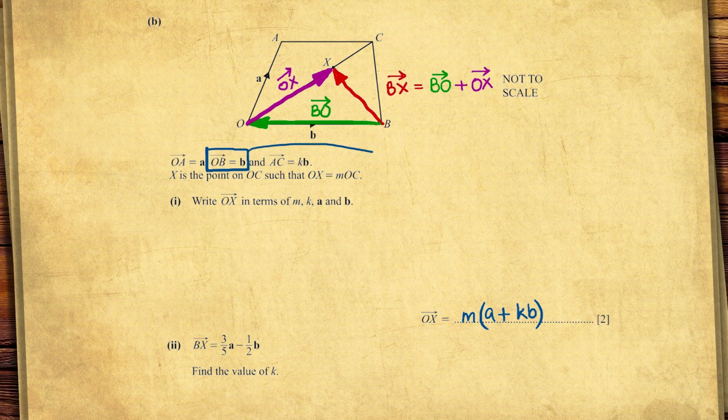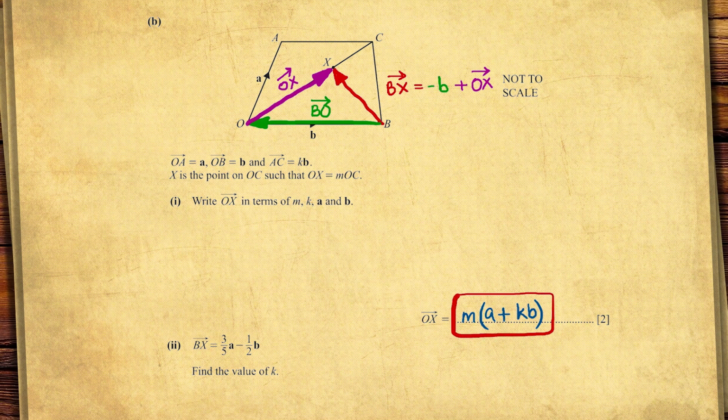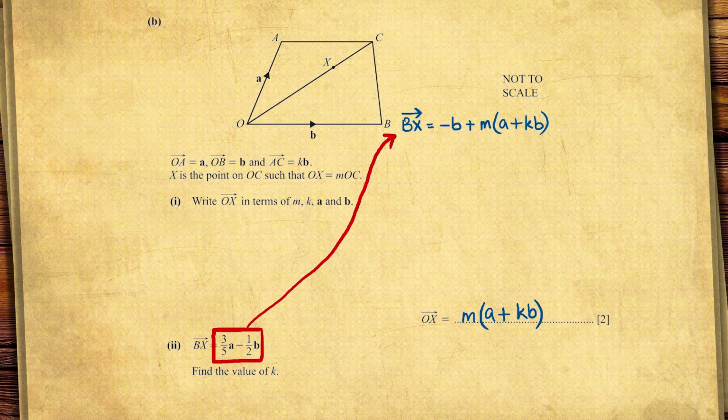Now we are given in the question that the vector OB is equal to B. And that means the vector BO will be equal to minus B. If the direction of the vector is reversed, the sign changes. So in place of BO, we can write minus B. And we already have the expression of the vector OX from the first part. So the vector OX is equal to M times A plus KB. And the question gives the vector BX is equal to 3 by 5A minus 1 by 2B. And that is equal to minus B plus M times A plus KB.